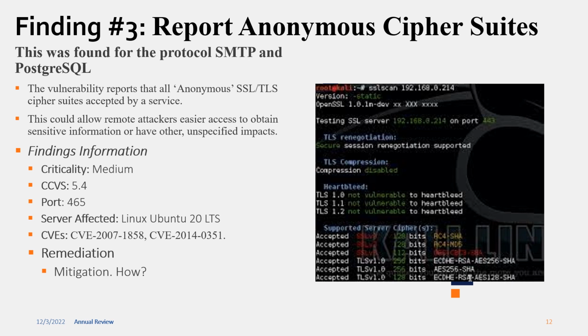Next, there are certain cipher suites that are regarded as anonymous, meaning that they don't have an identification and that they can be accepted by a service. This was found for the protocols SMTP and PostgreSQL in the Linux Ubuntu server. What makes this such a dangerous aspect is that it can allow remote attackers easier access to obtain sensitive information and thus make any other unspecified impacts. It's another medium level criticality vulnerability, and it's mostly prevalent in port 465, otherwise known as the port exclusive to the SMTP protocol.